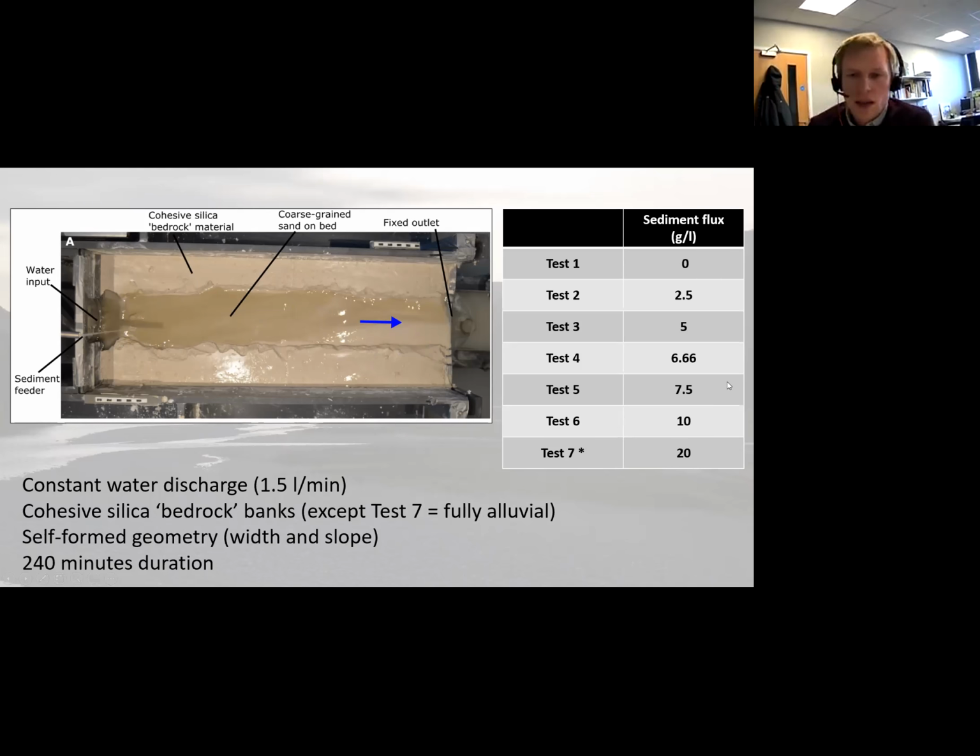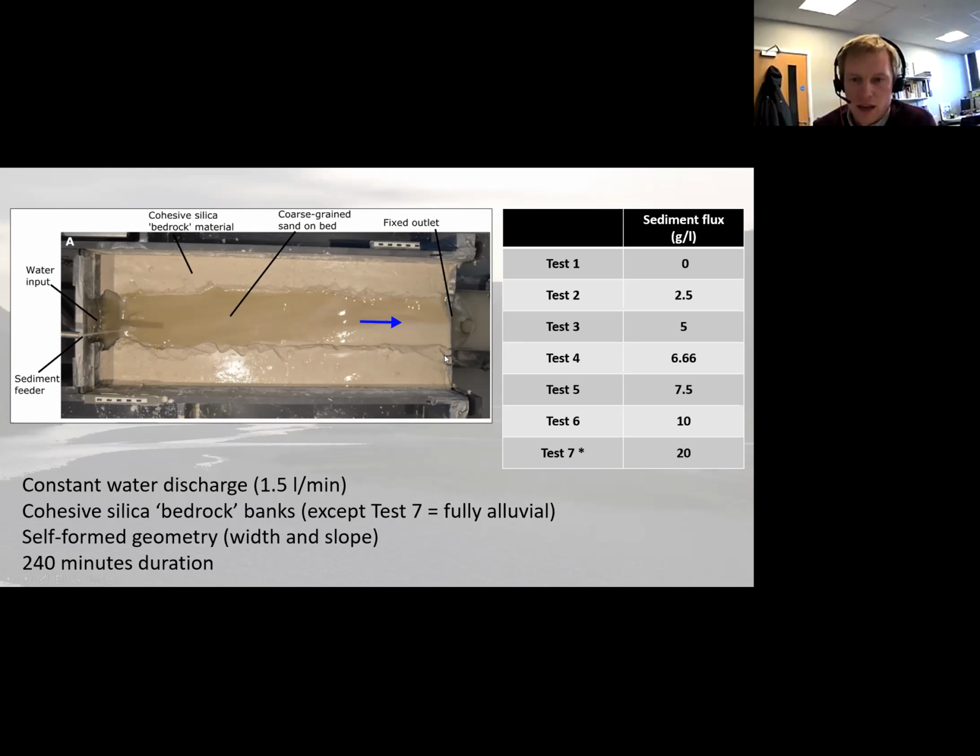And then we have 7 different experiments with different sediment fluxes from the sediment feeder. So initially, we have no sediment at all. I should say that the silica can be eroded by hydraulic shear rather than abrasion. So what we're looking at here is more of a cover effect rather than a tools effect. And then we increase the sediment flux for the different tests, each of which are all started with that initial channelization phase. All of the experiments, apart from the last one with the highest sediment flux, had the silica banks.